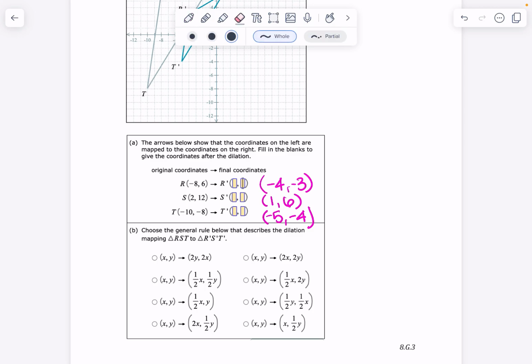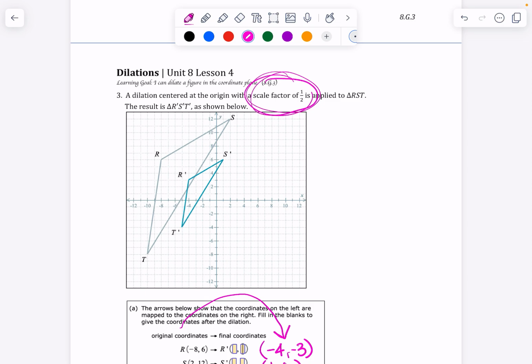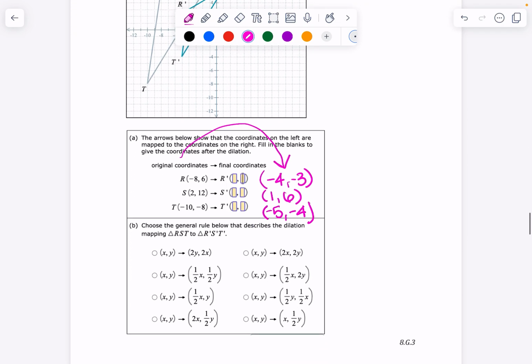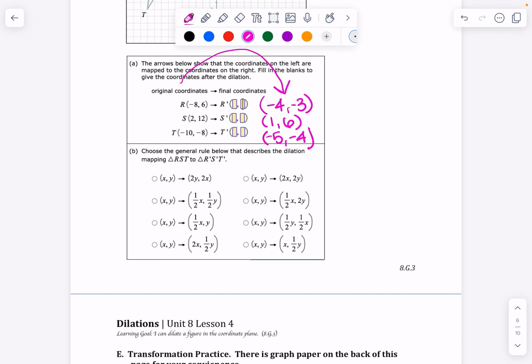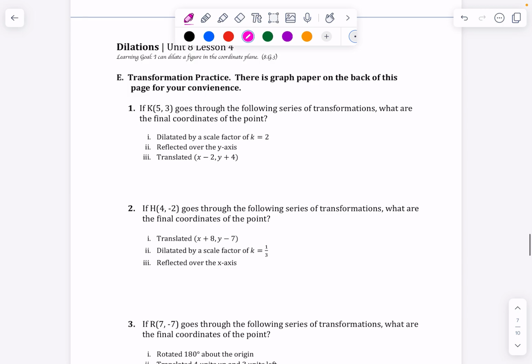Then this next question is asking, how did they get from the original points to the final points? If you look at all of them, all of the ordered pairs are half the amount of the original. And that makes sense because up here it tells you that the scale factor is 1/2. So I want to pick an option that has both the x and the y coordinates being multiplied by 1/2. So that's this second one down.